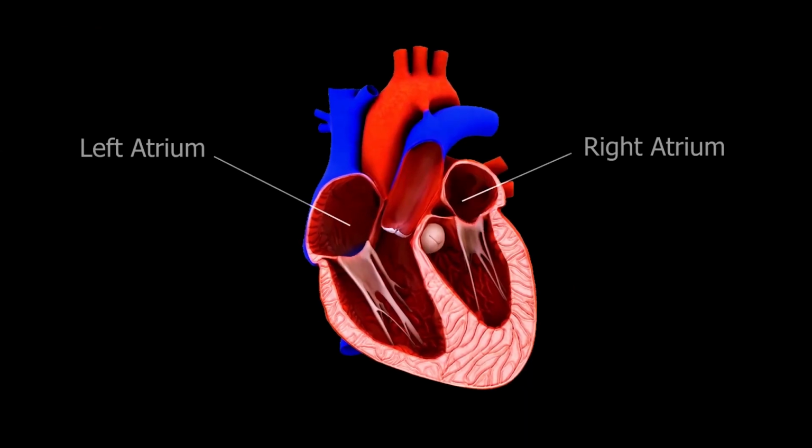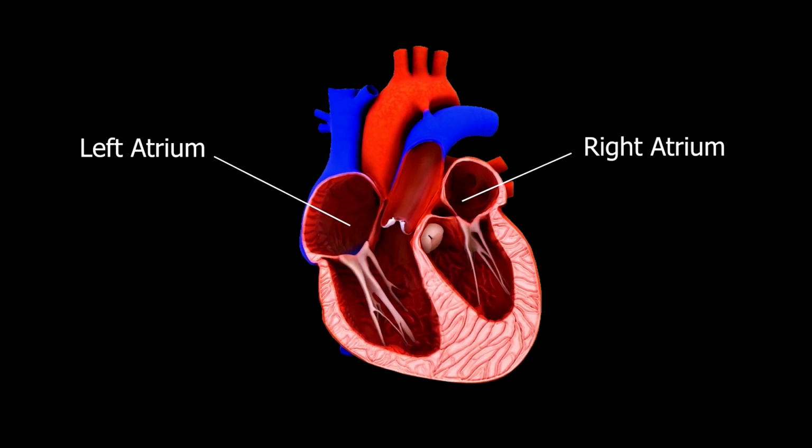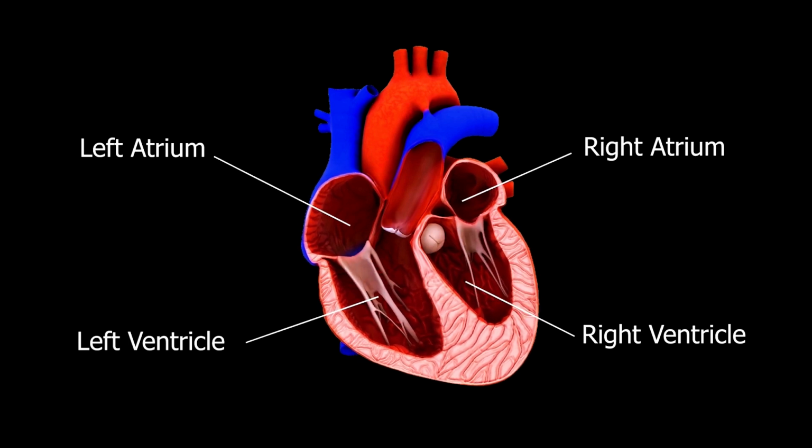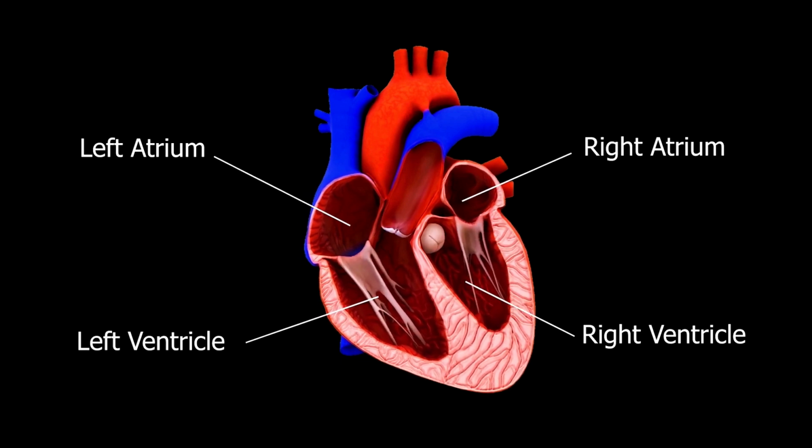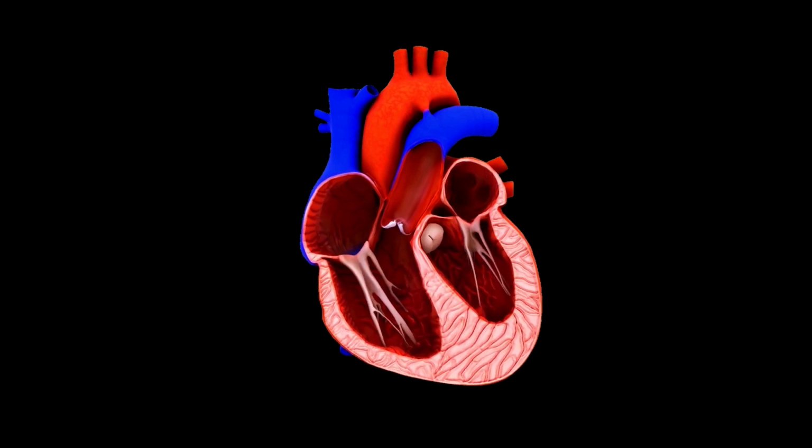The atria are the receiving chambers of the heart, accepting blood from the body through the right atrium, and from the lungs through the left atrium. The ventricles are the pumping chambers, moving blood to the lungs through the right ventricle, and to the body through the left ventricle. The heart has 2 pumps.